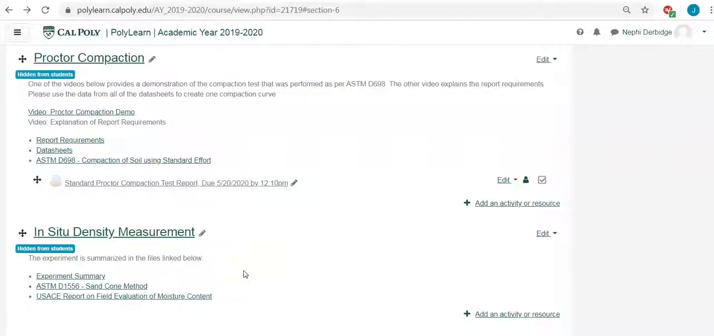Okay, in this video I'm going to talk about the Proctor compaction test, and I'm on the PolyLearn site now, and you can see we have a few things that are listed here. Report requirements, the data sheets. Here's a demonstration of the test and how it's performed.